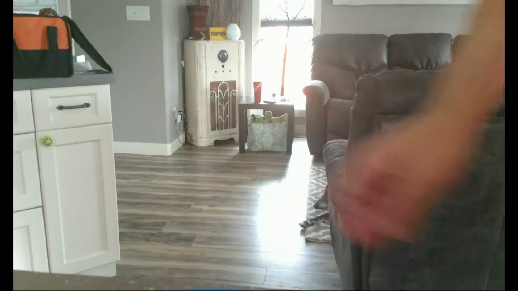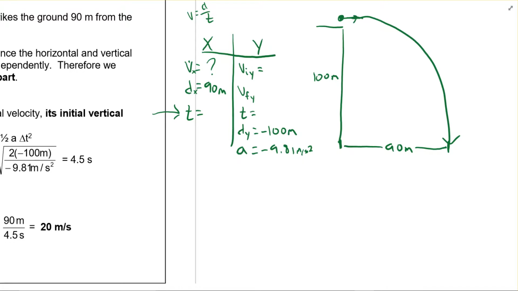That's a confusing concept for some people. So it is still moving, but its velocity in the up and down direction is 0. Its motion is entirely in the x direction. So if my velocity is entirely in the x direction at that point when it comes off the cliff, then vi in the y direction is equal to 0. That's the missing bit of information there.